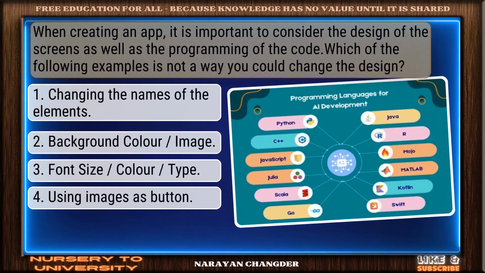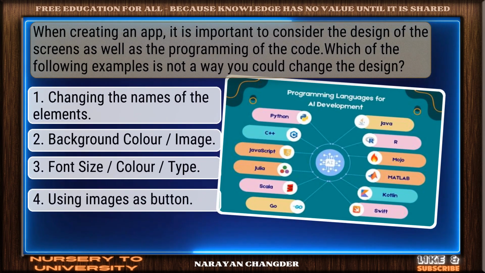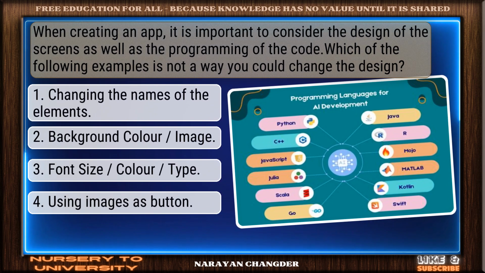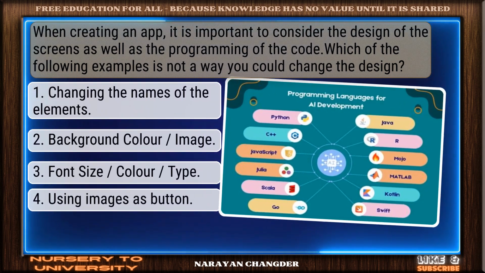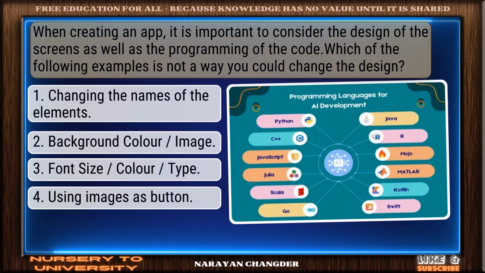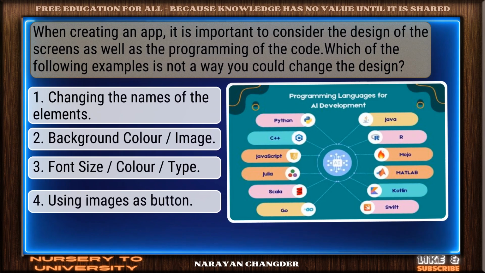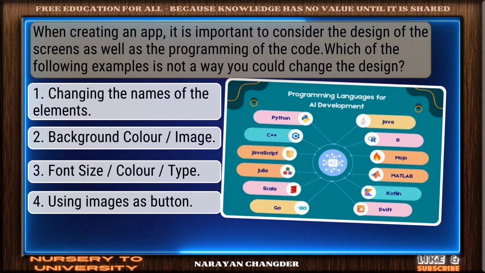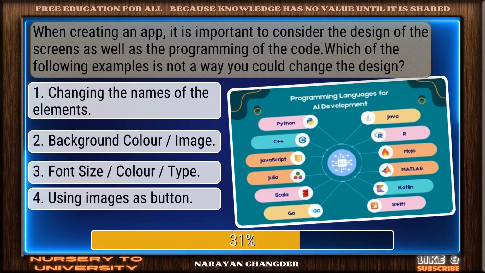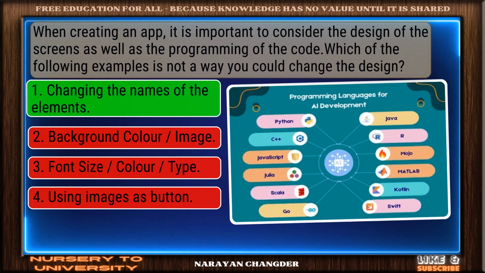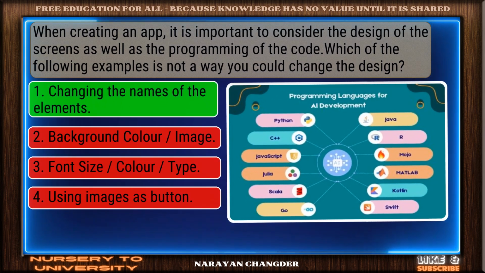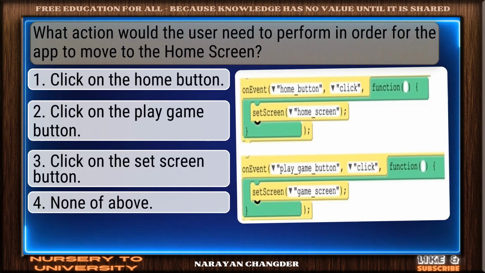Question number 6. When creating an app, it is important to consider the design of the screens as well as the programming of the code. Which of the following examples is not a way you could change the design? Bravo! Changing the names of the elements is the answer.